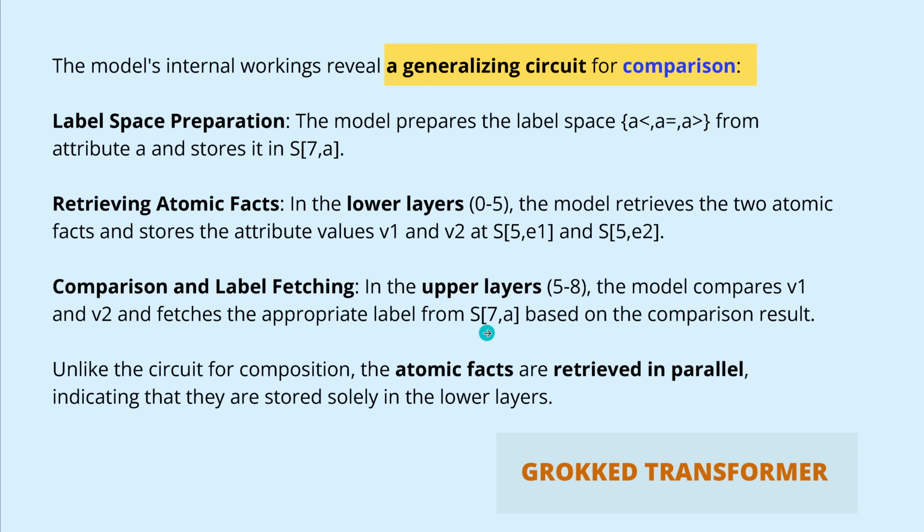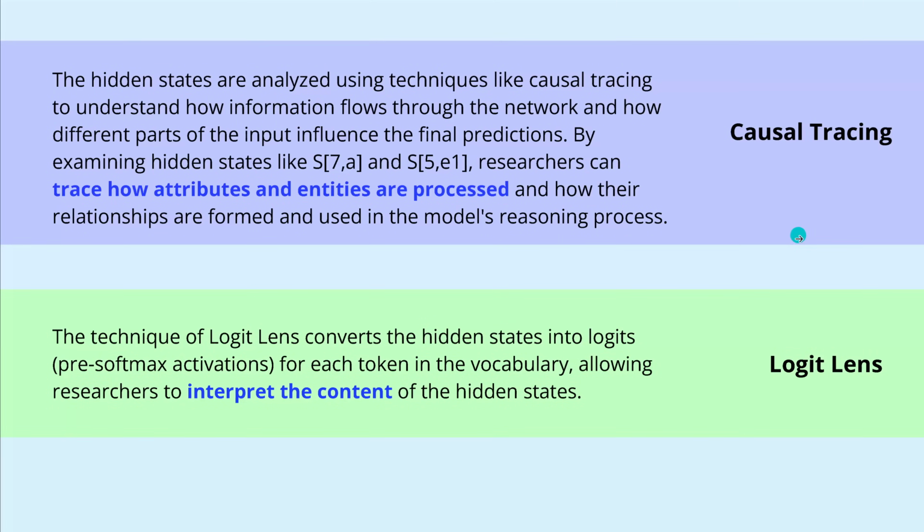now, the atomic facts are retrieved in parallel. And this is the beauty. We work here in parallelization structures, indicating that they are stored also solely in the lower layers. Remember in video 2, we had a problem here with this, but now we understand where the atomic facts are stored in the lower layers and where, if you want, a higher intelligent function like comparison is happening. This is happening in the upper layers, like we would expect it in a grokked transformer.